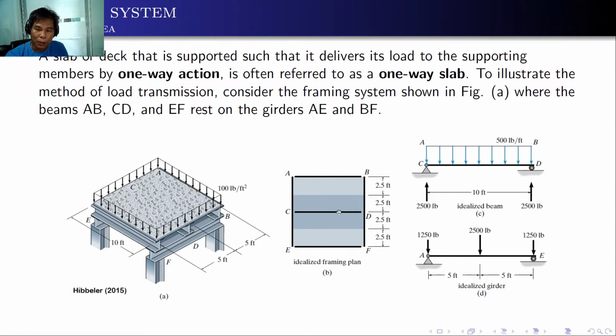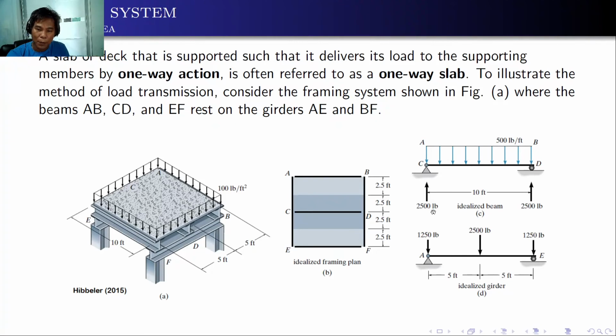Normally, to determine the load applied to a particular beam, like beam CD, we multiply the uniformly distributed load, in this case 100 pounds per square foot, by the tributary width, which is equal to 5 feet. So 100 pounds per square foot times 5 feet becomes 500 pounds per foot. This is the result, a uniformly distributed load. For the reaction, 500 pounds per foot times 10 feet is 5,000, divided by 2, that's 2,500 pounds. So here is 2,500 pounds and 2,500 pounds.